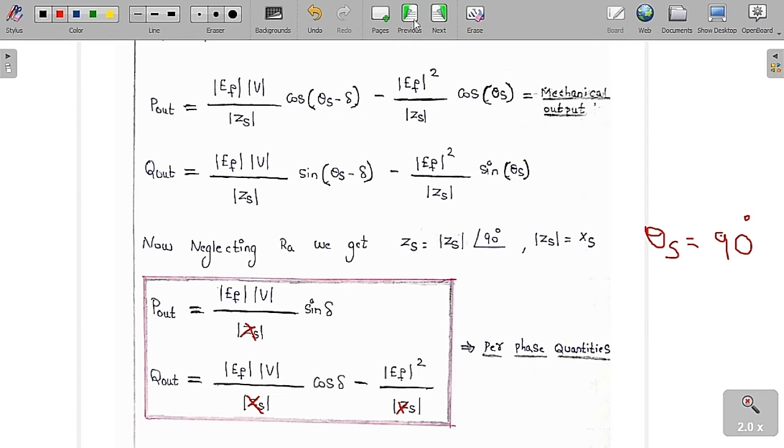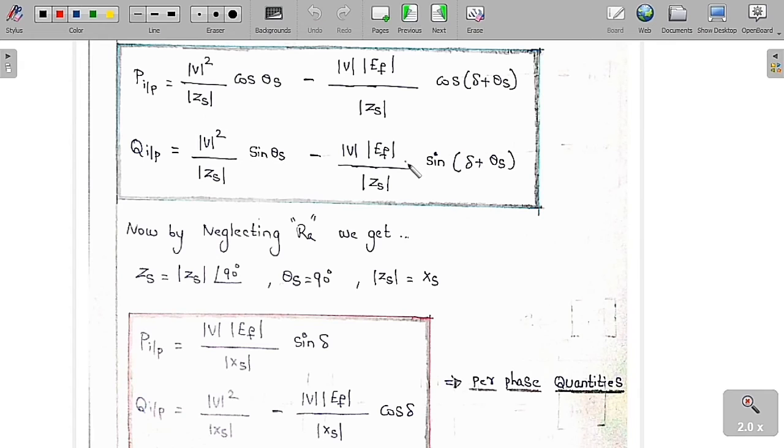And one important point, let me tell you: if RA is not equal to 0, then I can say that the per phase input power is not equal to the per phase output power, and the per phase reactive power input is not equal to the per phase reactive power output. So these are the things that you always need to understand.